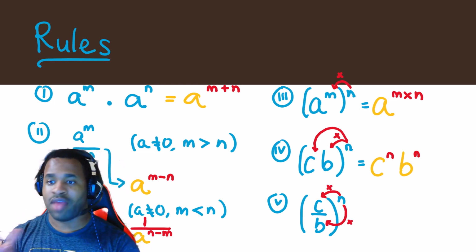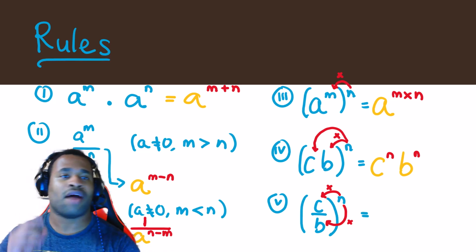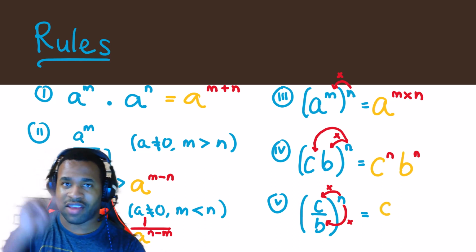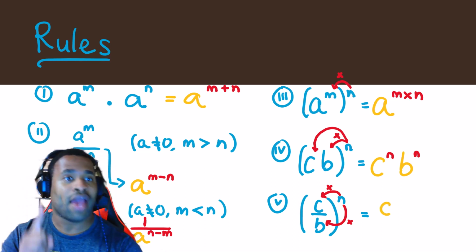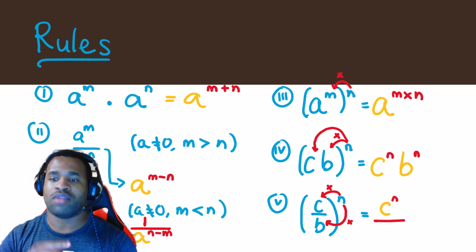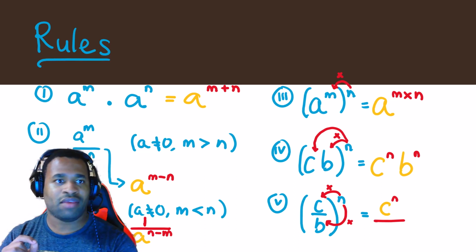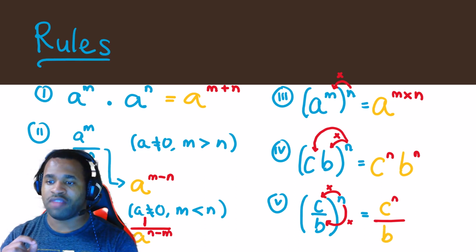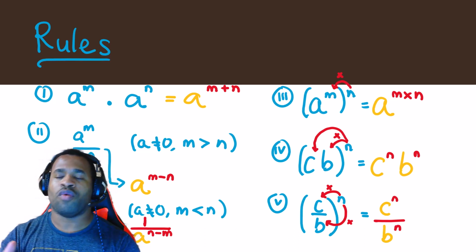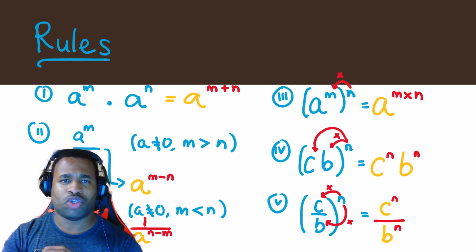And so what that results in is that we have C as the base with its exponent being n, and this is all over B, which is our base, but here the exponent for B is going to be n as well. So we're going to apply this to the 2 examples that will be shown next.